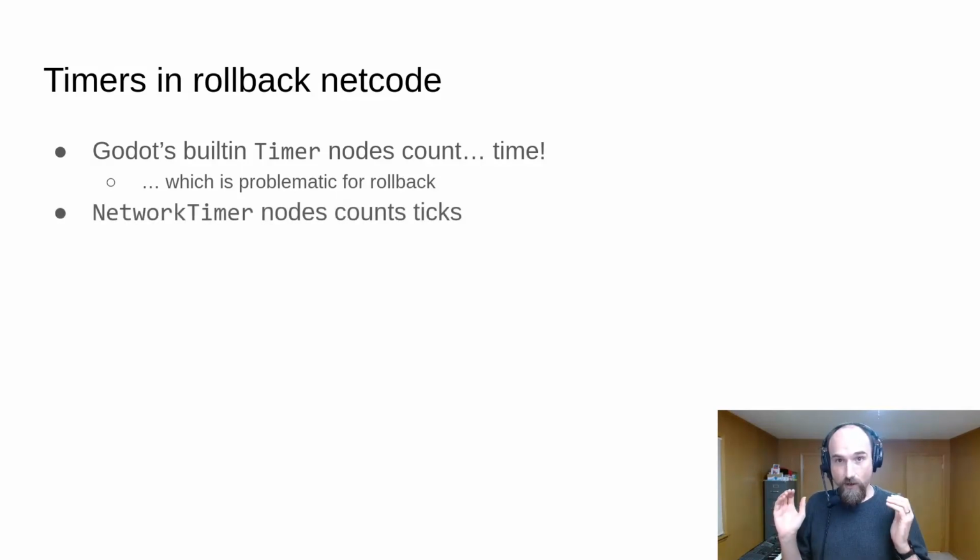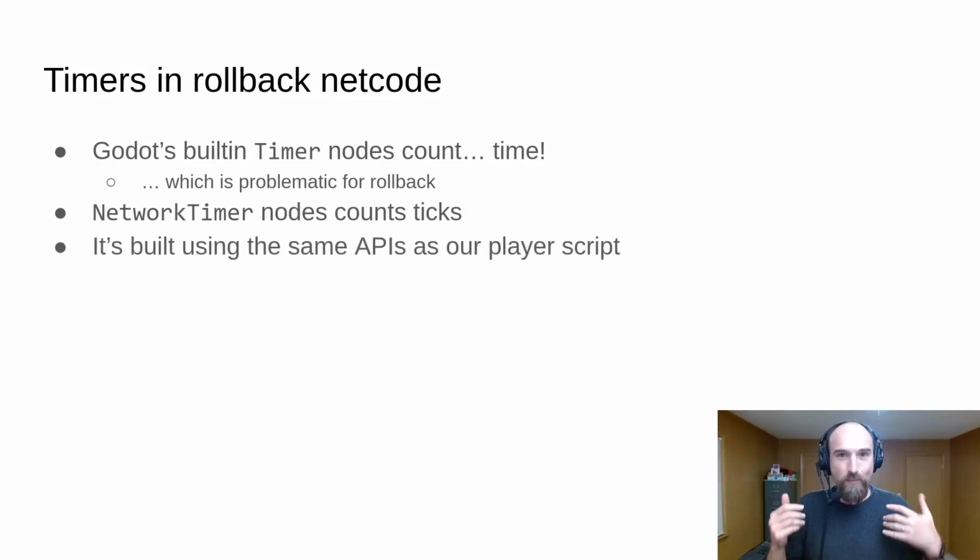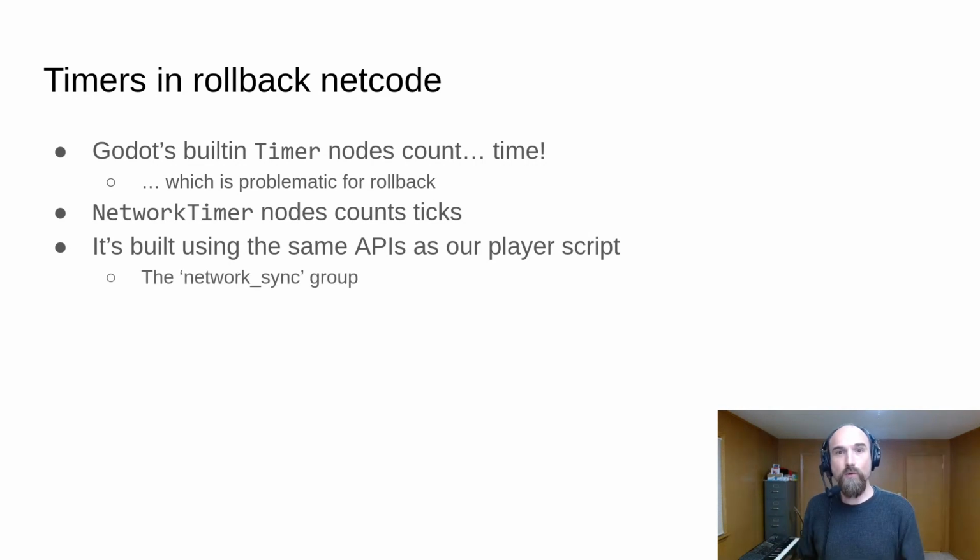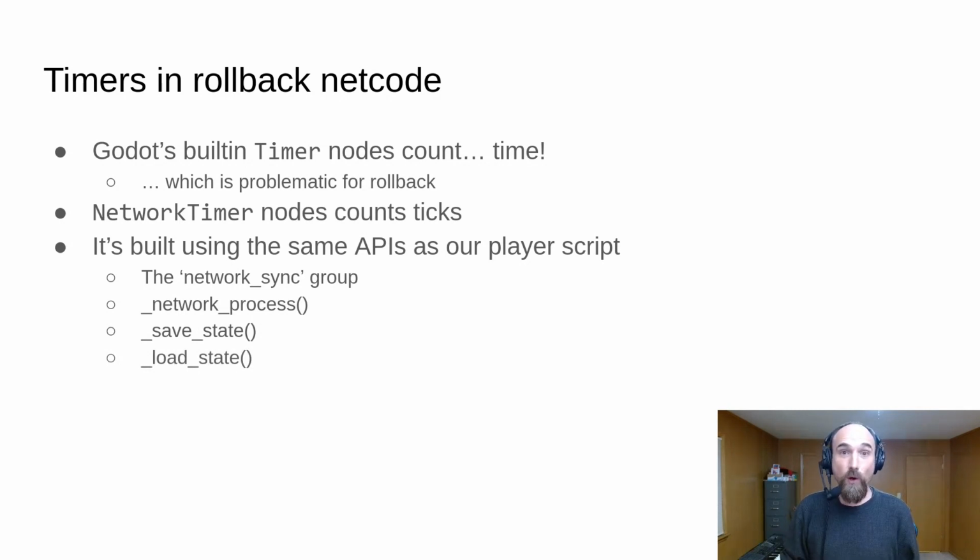The Godot Rollback Netcode add-on provides a NetworkTimer node that does just that. And it's not really special magic or anything. It's built on all the same stuff that we used for our player script back in part 2. It's in the network sync group. It has a network process method and save and load state methods. And that's all just to say that it's possible for you to implement your own rollback aware utility nodes. So anyway, we'll be using some network timers in our demo game.